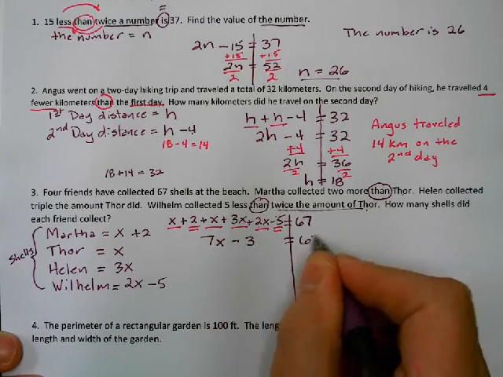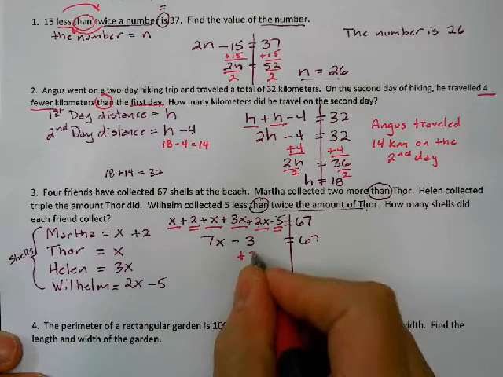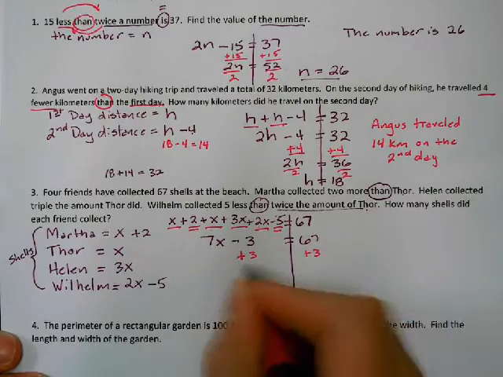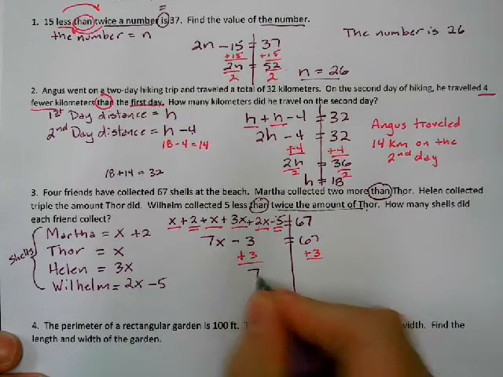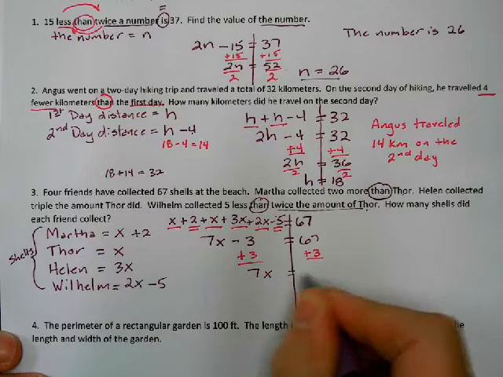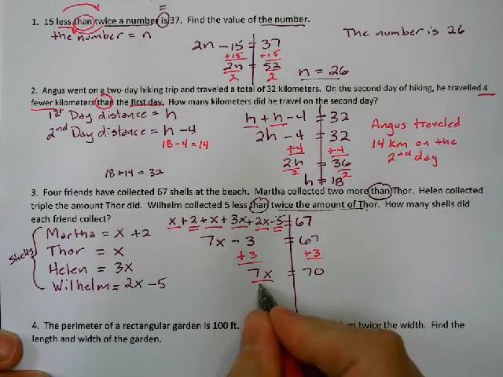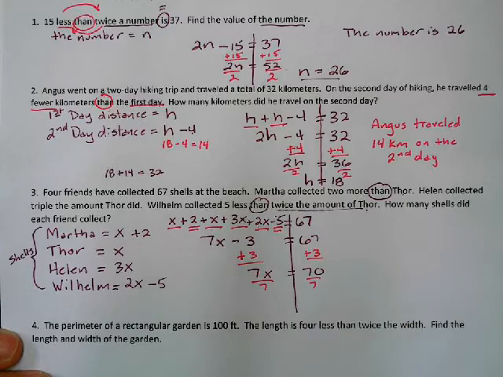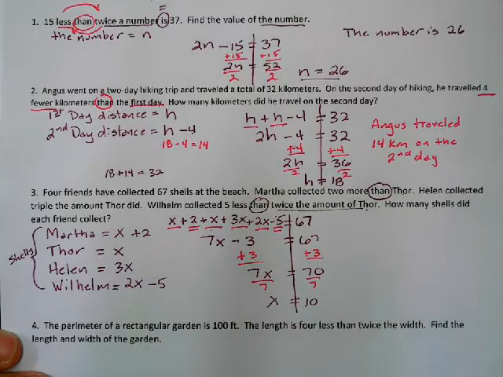Finish solving it. Add 3 to both sides. 7x equals 70. Divide by 7 on both sides. And we get x is 10. Is my answer 10? Kind of, not quite.